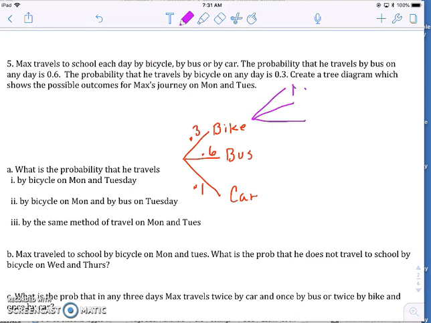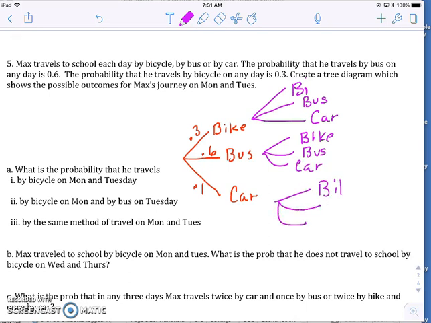So bike, bus, car, bike, bus, car, bike, bus, car. So 0.3, 0.6, 0.1, 0.3, 0.6, 0.1.